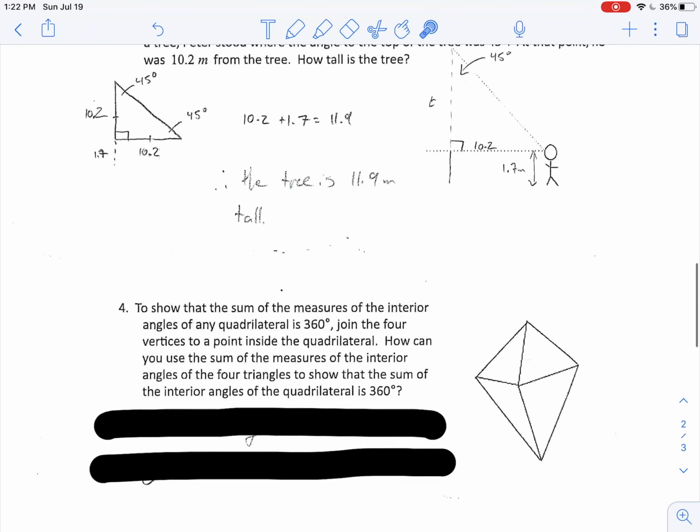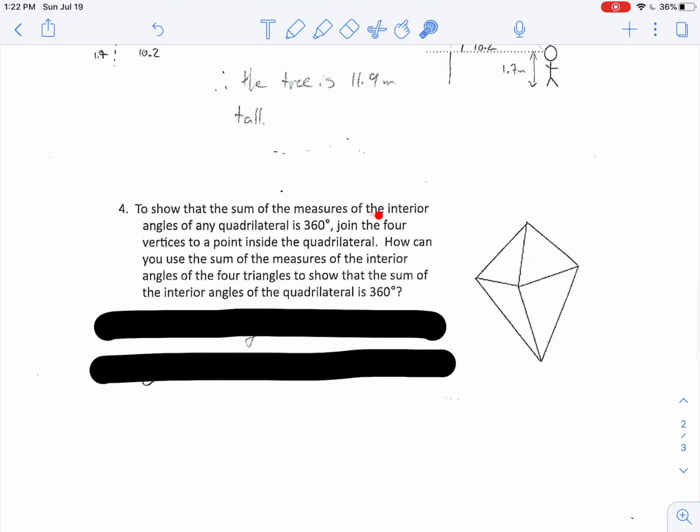All right, last one. To show that the sum of the measures of the interior angles of any quadrilateral is 360 degrees, join the four vertices to a point inside the quadrilateral.